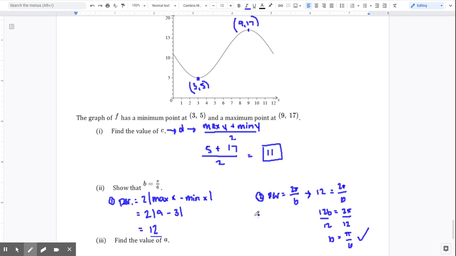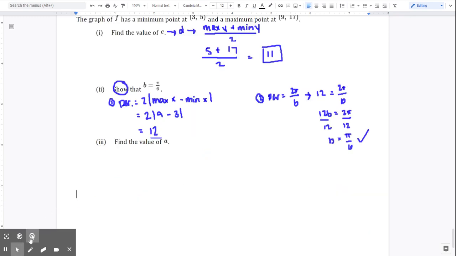You can box it up, but again, that's not the point. The point with this was the show, showing that you know how to get all of this, and you're just being able to check your answer at the end. Finally, part 3 here, finding the value of A.